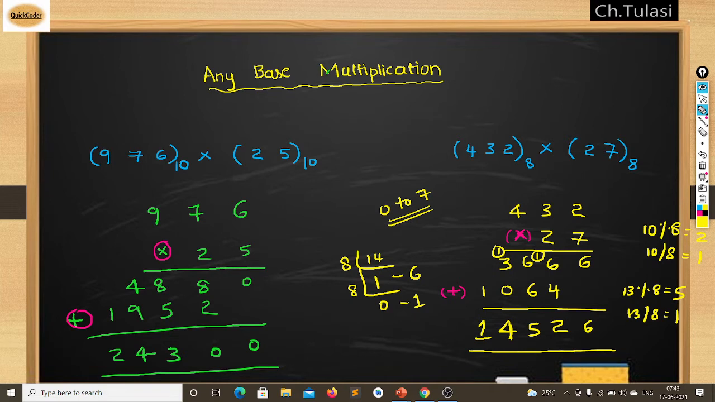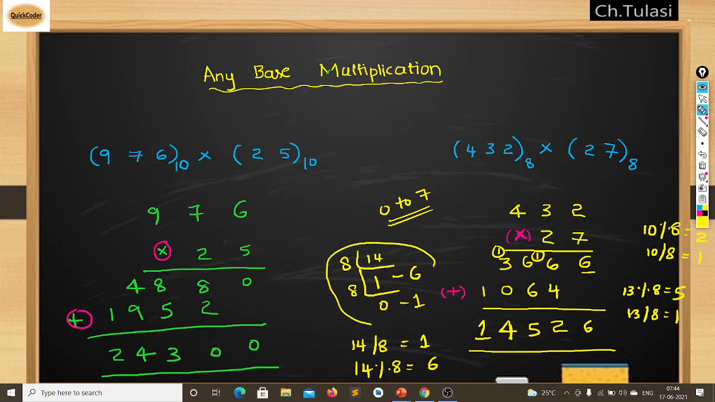But easily we can say 14 by 8 and 14 modulo division 8. 14 modulo division 8 is obviously 6. 14 by 8 is 1. Means we got 1 6 here. So 1 as carry, 6 as this digit. Okay, we can simply write this.